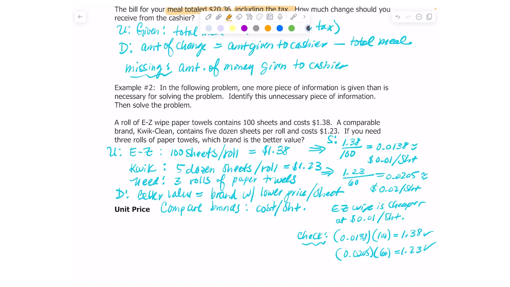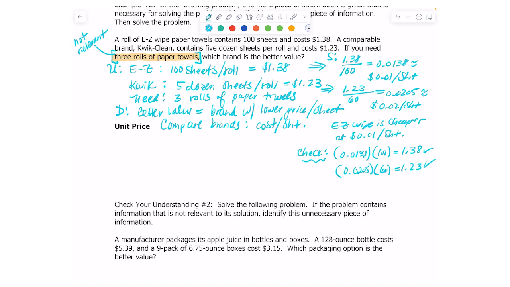So what was the piece of information that was not necessary in solving the problem? So if you read the problem, the one thing that we really didn't need in solving it was that you need 3 rolls of paper towels, right? That doesn't really play into it because as long as we know which brand is cheaper based on the price per sheet in the roll, it doesn't matter how many rolls we need to buy, right? That doesn't factor into a brand having a better value. So the piece of information that's not relevant would be this part. Okay, it's not important. It doesn't prevent you from solving the problem.